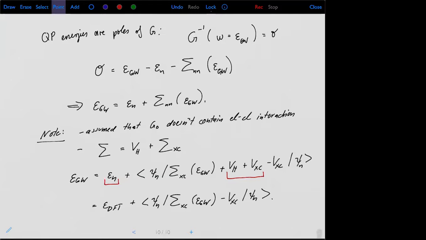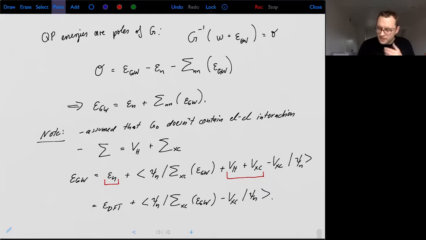Okay, I see. I didn't know to what extent you had to be careful as to what you were subtracting with the exchange correlation, but it's simpler than I thought. Thank you. Yeah, so that part is fairly easy. Okay.